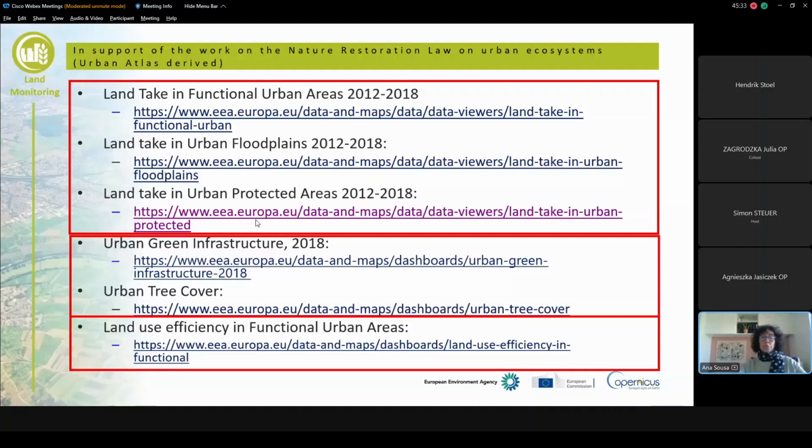We have two more dashboards: the urban green infrastructure, which uses the green urban areas class of the Urban Atlas and the street tree layer, and we also offer the urban tree cover. There's the last one, which I also show here because it shows information within the functional urban areas, which is the land use efficiency. And I am just listing them here so you can have examples of how the data is being used and how it can be combined.